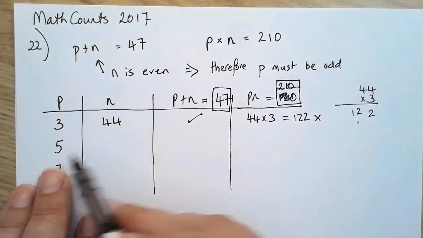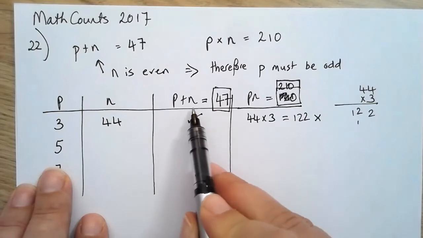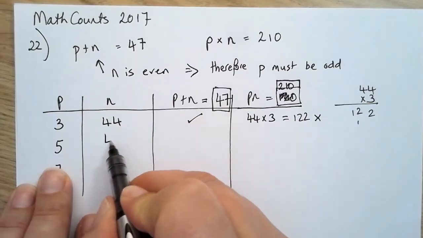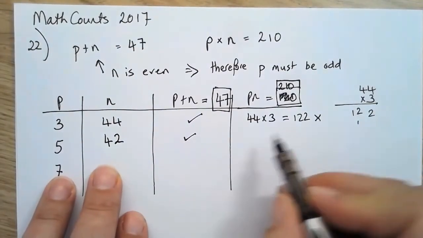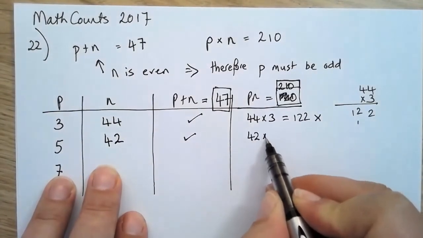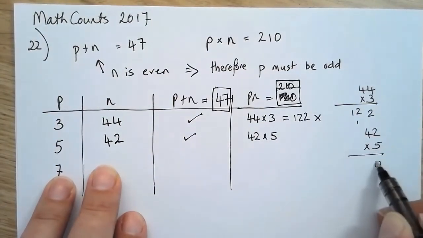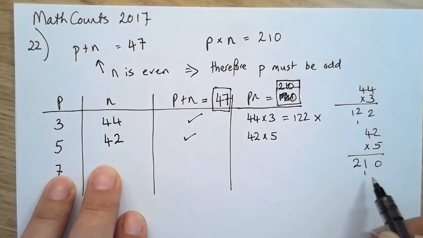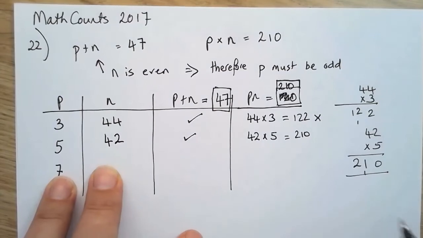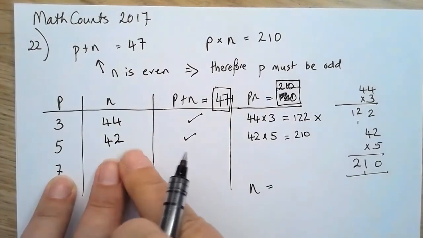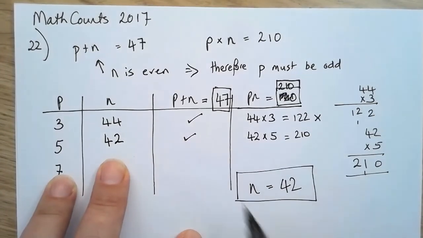So P is 5. P is 5, therefore what plus 5 is 47. So we've done this. Aha, we have got our answer. And the question says, what is N? N equals 42. And there is no need to go any further.